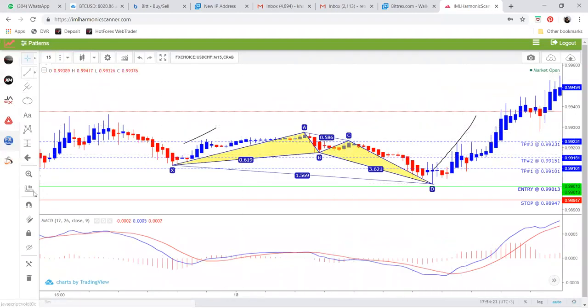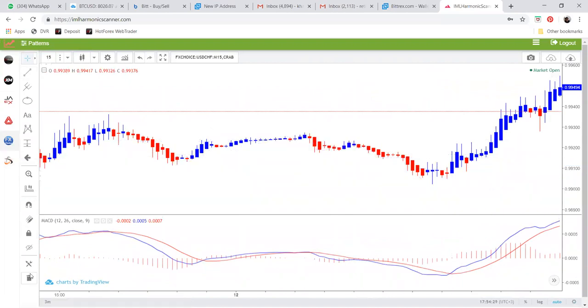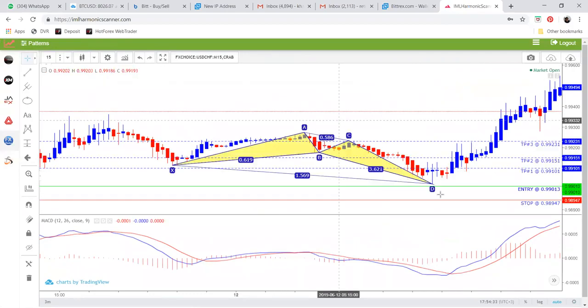Let's delete some stuff, some markings for this. All right. So when we look at this, first thing we want to identify is the harmonic scanner saying buy or sell. You see the M pattern. So we're looking for a buy. Perfect. Take profit is above the entry. Stop loss is at the bottom. We're looking for buys. Perfect.